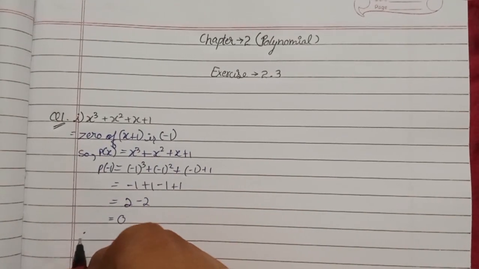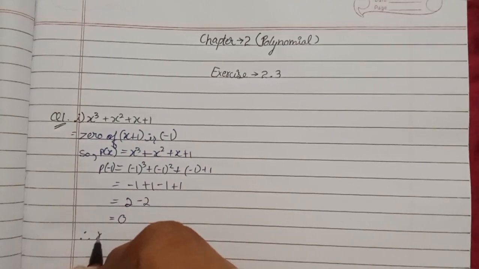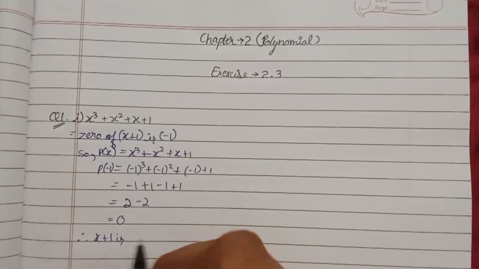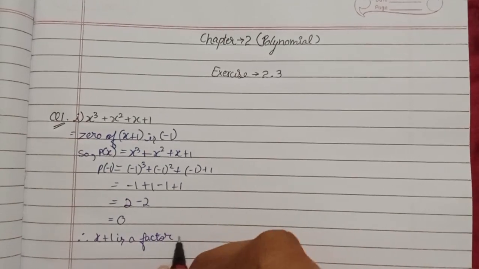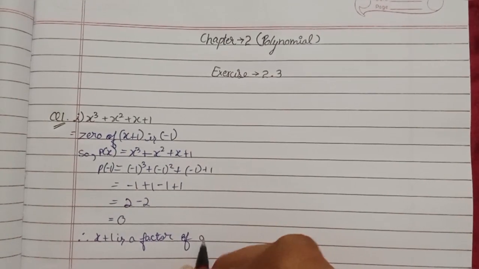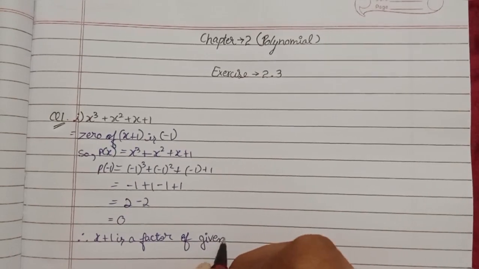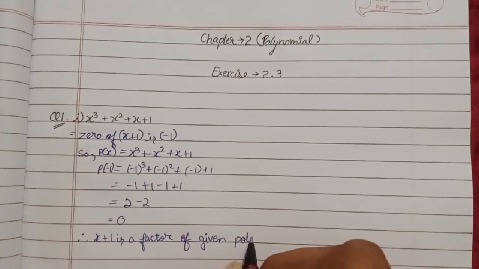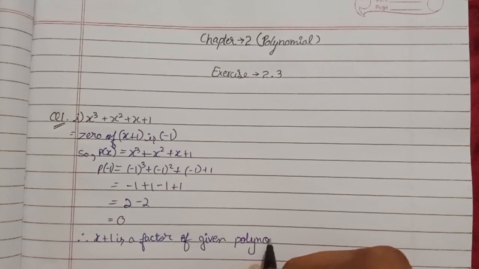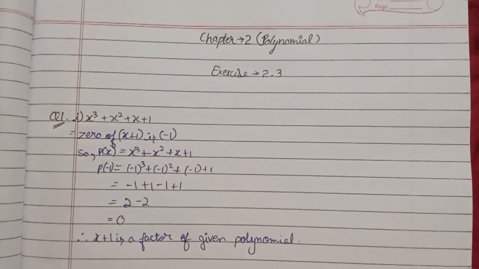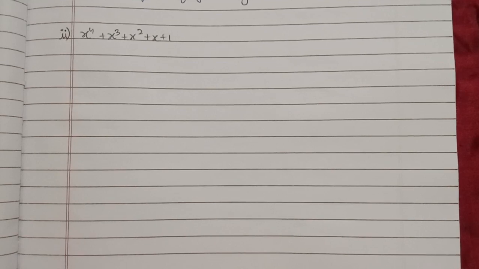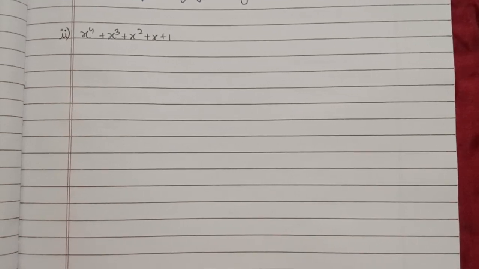So now we will write: hence x plus 1 is a factor of the given polynomial. So this was the first part. The second part of the first question of exercise 2.3 is x raised to power 4 plus x cube plus x square plus x plus 1.